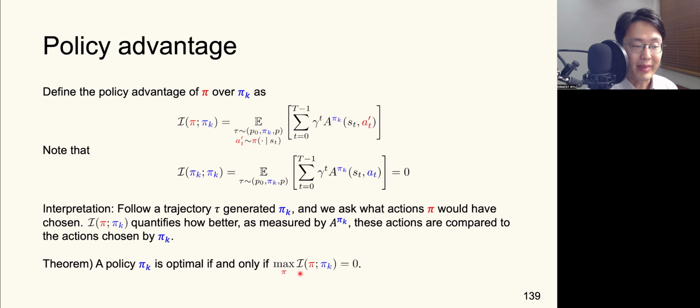So then max over pi being equal to zero means there's no way to improve the policy advantage beyond plugging in pi k itself. So the maximum is attained at pi k. Pi equals pi k attains this maximum. And intuitively, this makes a lot of sense because the policy advantage is indeed a measure of how advantageous this policy pi is compared to pi k. So if no other policy has an advantage over your current policy, then that means your current policy is optimal.